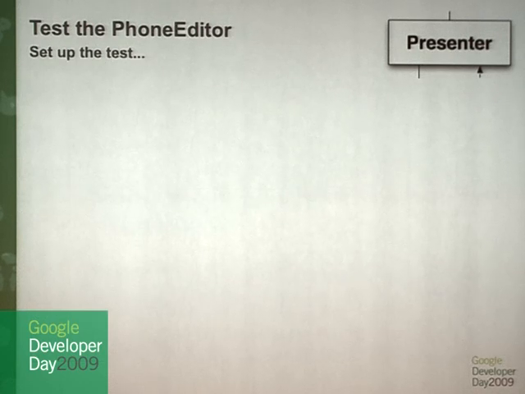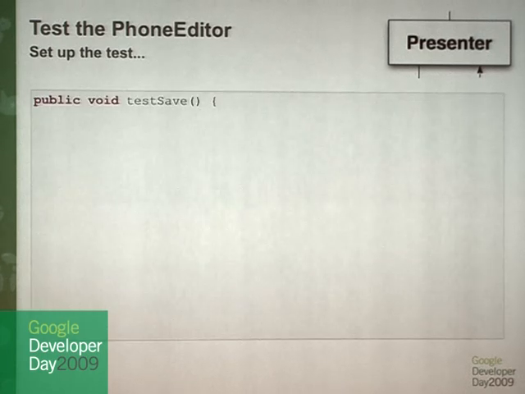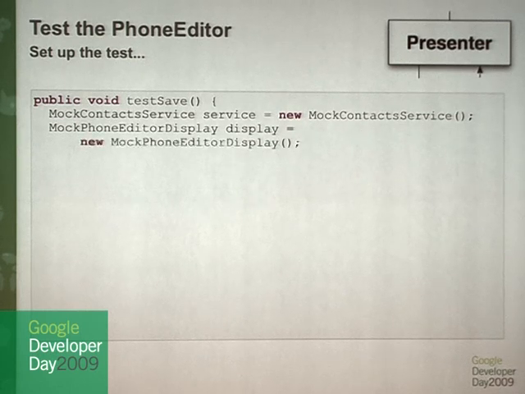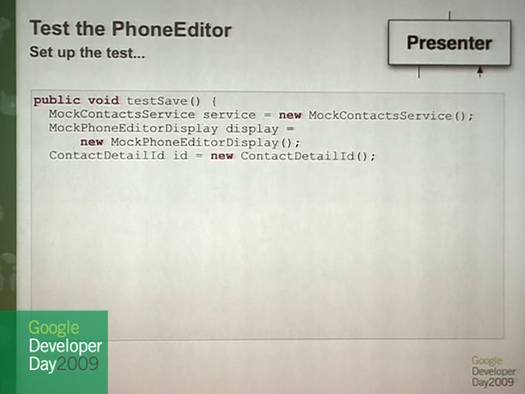So now, finally, we get to do the test. We've written all these mocks. We want to test our presenter. So we want to test the save button. Will my presenter work when I push the save button? Will it do what I expect? So we need a service. So let's get a fake service. We need a display. Let's get a fake display, a mock display.